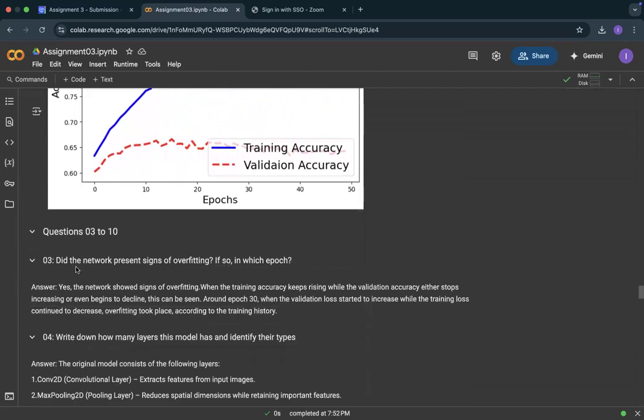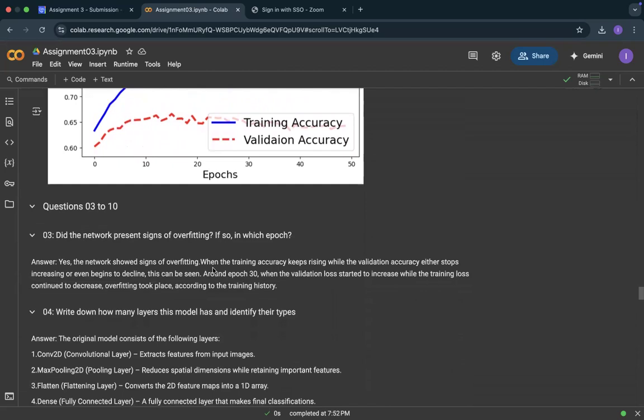Moving to question 3, did the network present signs of overfitting? If so, in which epoch? Yes, the network showed signs of overfitting when the training accuracy keeps rising while the validation accuracy either stops increasing or even begins to decline. This can be seen around epoch 30 when the validation loss started to increase while the training loss continued to decrease. Overfitting took place according to the training history.